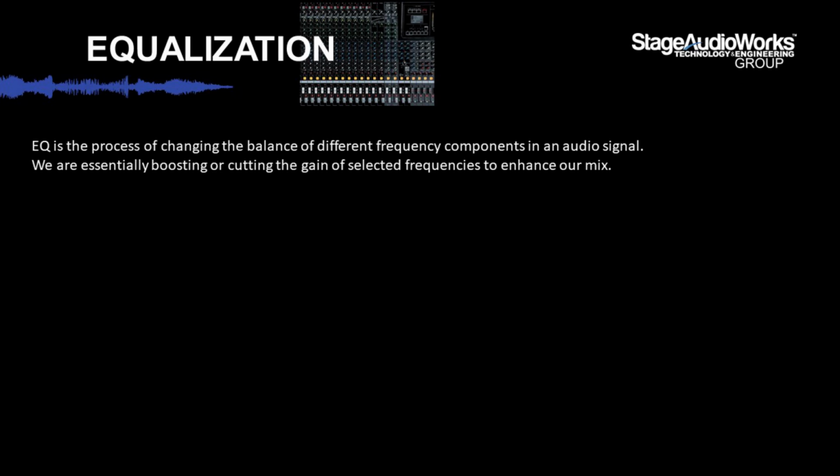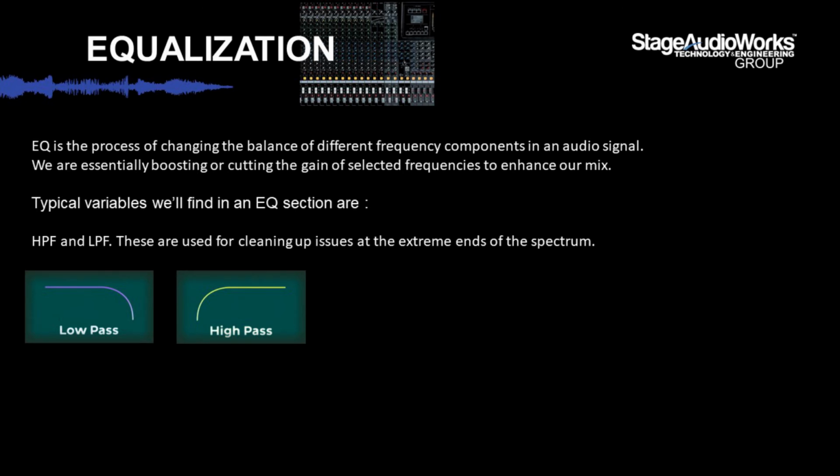Equalization. So EQ is the process of changing the balance of different frequency components in an audio signal. So we're essentially boosting or cutting the gain of selected frequencies to enhance our mix. Typical variables we'll find in an EQ section: HPF and LPF, high pass filter and low pass filter. These are used for cleaning up issues at the extreme ends of the spectrum.